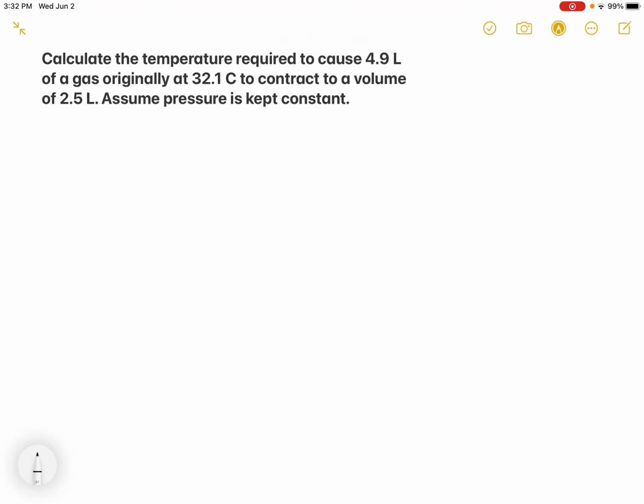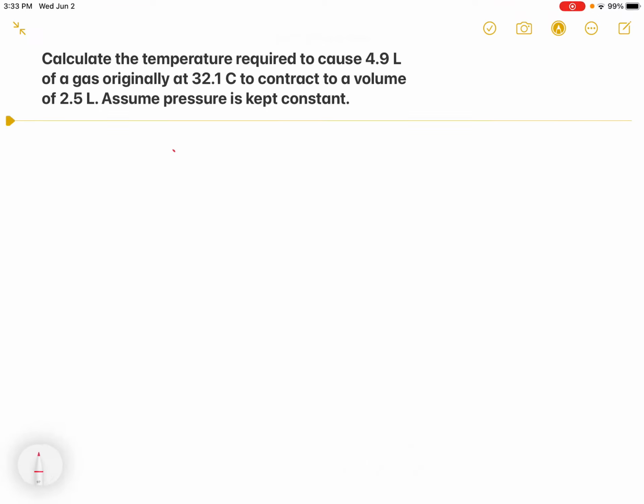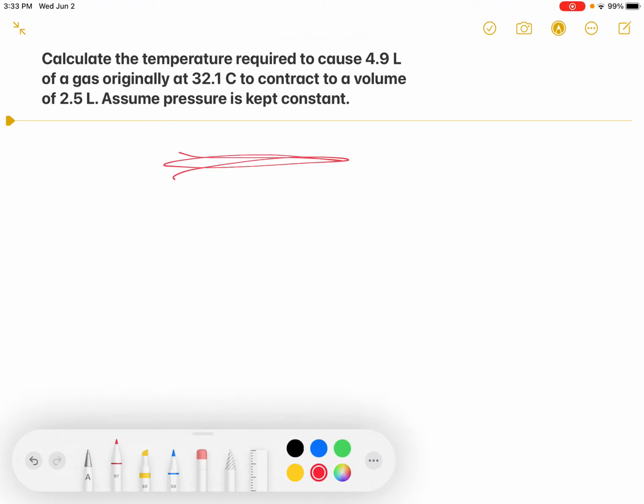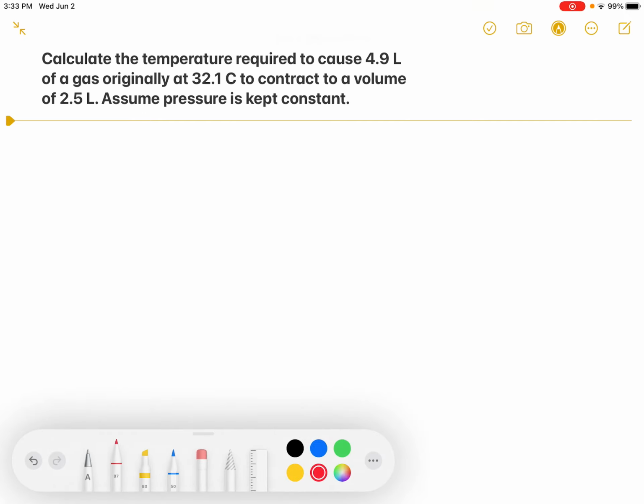So the question tells us to calculate the temperature required to cause 4.9 liters of a gas originally at 32.1 degrees Celsius to contract to a volume of 2.5 liters. Assume pressure is kept constant. So that's a really important piece there. Assume that pressure is kept constant. That's a good clue for us to know that we're going to use Charles' law and not a different gas law.